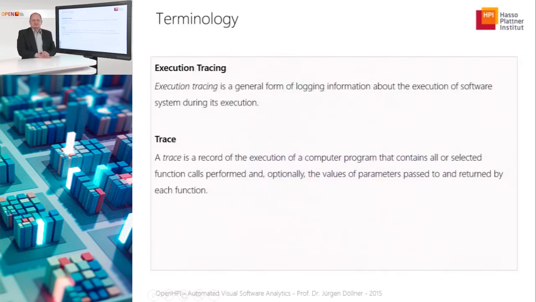Let's have a look at the terminology introduced. Execution tracing is a general form of logging information about the execution of a software system during its execution. A trace is a record of the execution of a computer program that contains all selected function calls performed and optionally the values of parameters passed to and returned by each function.